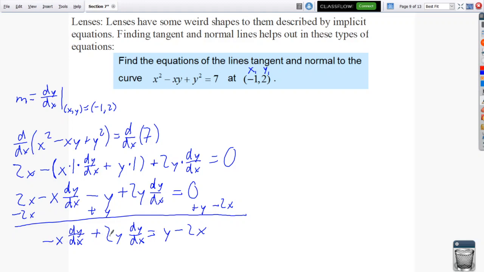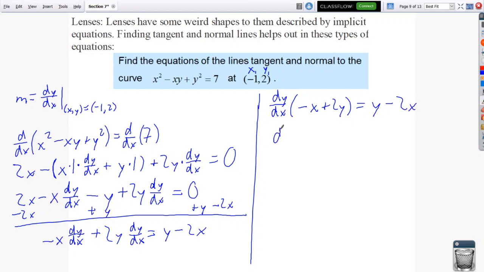Looking at the left-hand side, I can now factor out dy dx. So I'm going to have dy dx times the quantity of negative x plus 2y equals y minus 2x, or dy dx is equal to y minus 2x over negative x plus 2y.